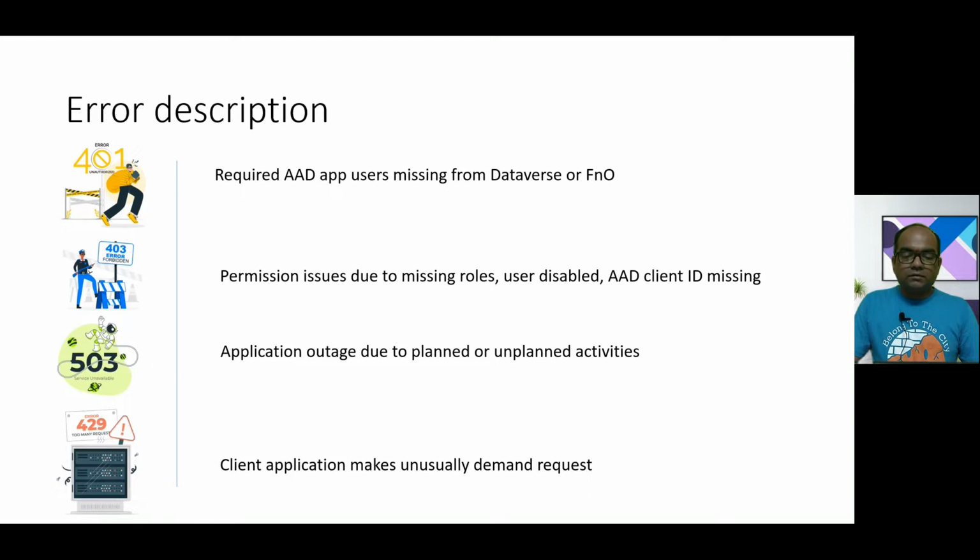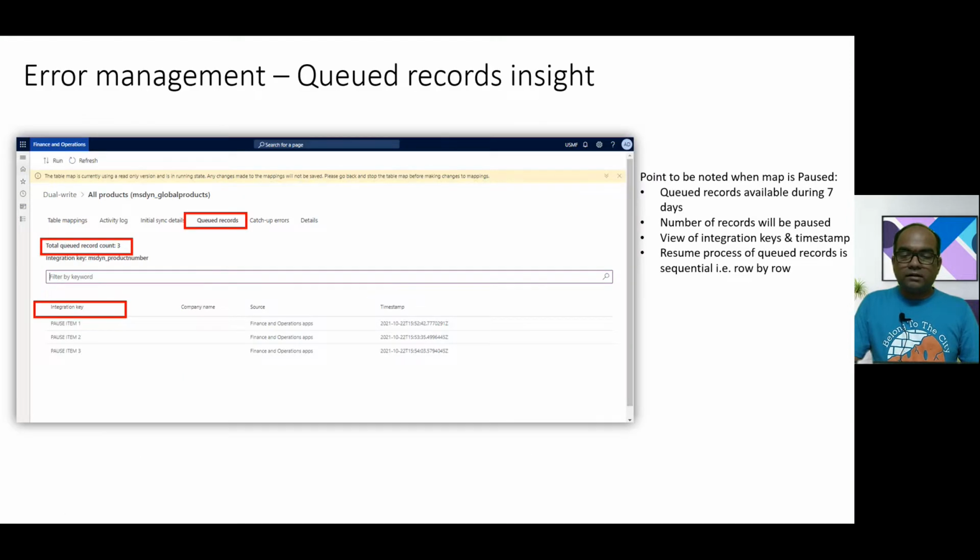So let us move on to our next slide and look in more detail at error management and the queued record insights. You might have seen in the first and second discussions of this series that we touched on, at a very high level, the approach of initial sync, table maps, activity log, and the queued record. This is just an extension of that discussion.